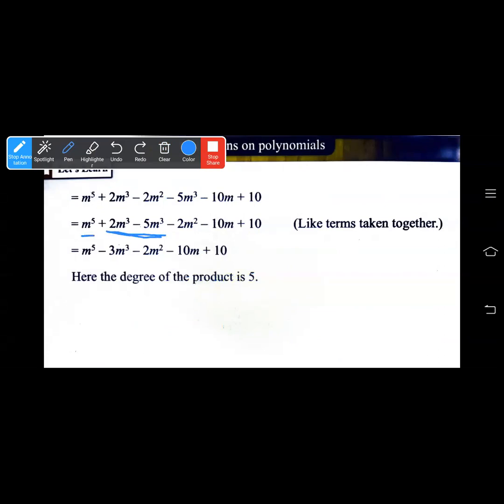So 2m cube minus 5m cube, do it on rough side. It will become minus 3. So you will write minus 3m cube. Minus 2m square as it is. Minus 10m as it is. Here the like terms are taken together and you can see the result.